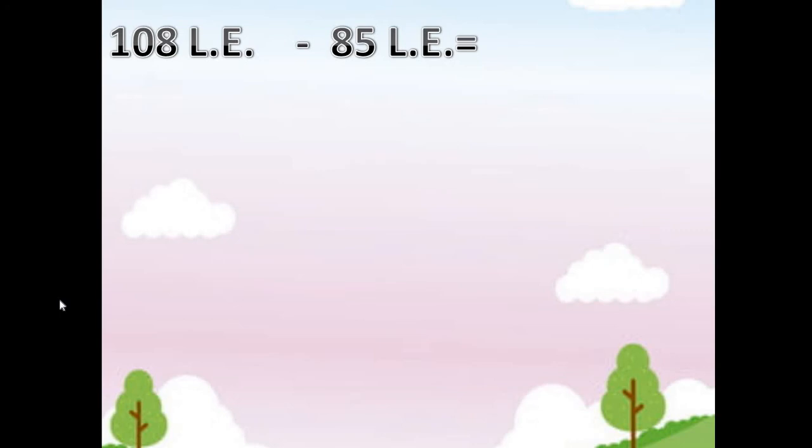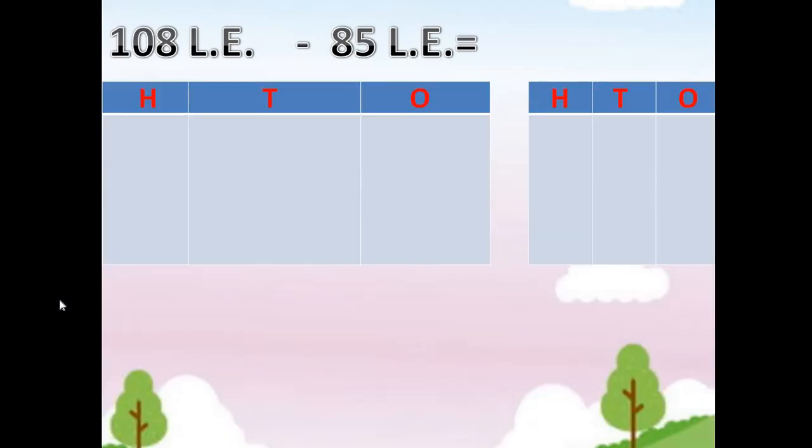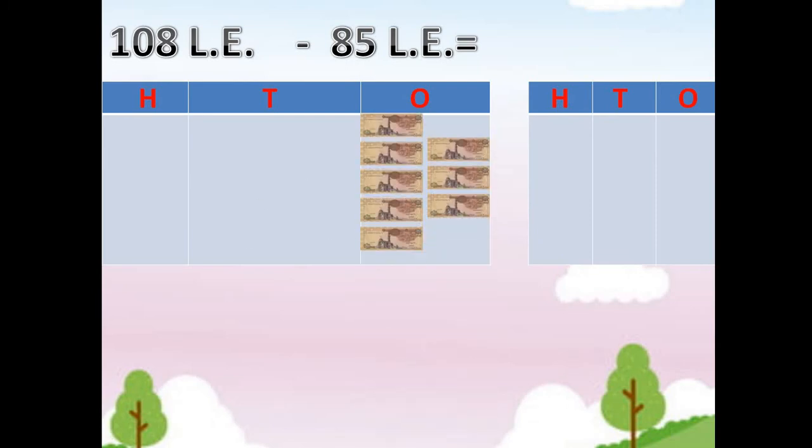Another example, 108 LE minus 85 LE. As we said before, I will draw the place value money mat, and I want to represent the big number 108. So I will draw in the ones 8 pounds, and in tens we have nothing, so there will be nothing here, and in hundreds just 100. Okay, I can take 5 from the 8, no problem in that.